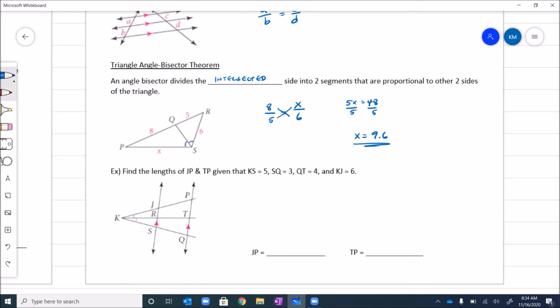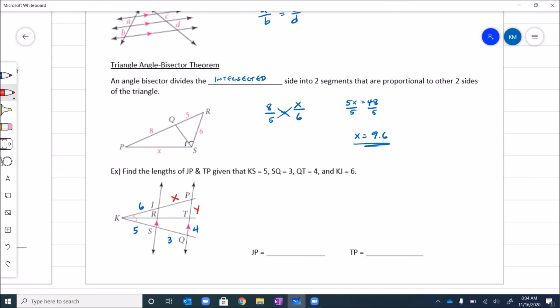Okay. And then the last problem, kind of putting both of these together, says find the lengths of JP and TP, given that KS is 5, SQ is 3, QT is 4, and KJ is 6. Okay. And now we want to find JP, I'll call that x, and TP, I'll call that y. Okay, so what you should notice here is that we really have side splitter and triangle angle bisector theorems happening here.